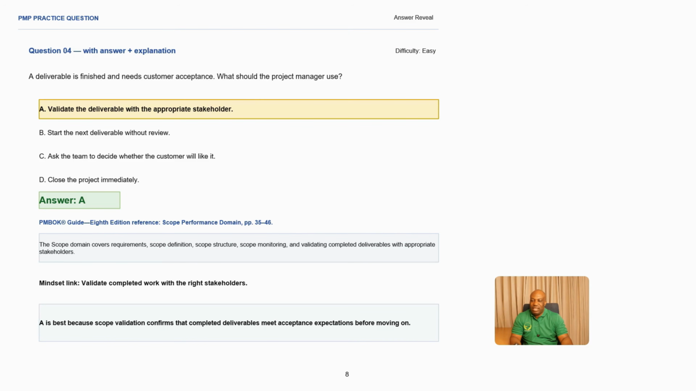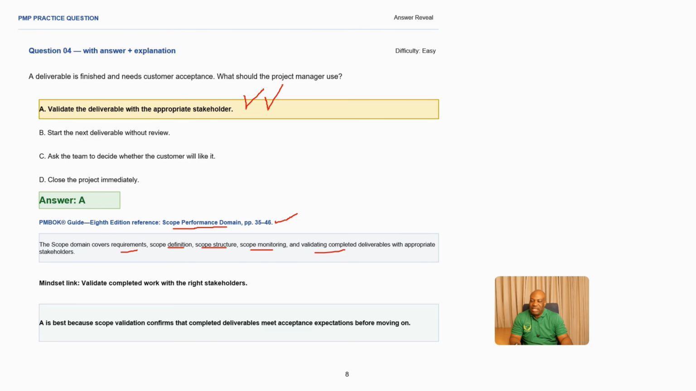So A is the best answer. Validate the deliverable with the appropriate stakeholder for acceptance. So that makes sense. So what is now our reference in our PM book? We go to page 35 to 46, where we are saying scope performance domain. So the scope domain covers the requirements, scope definition, structure, scope monitoring, and also validation.